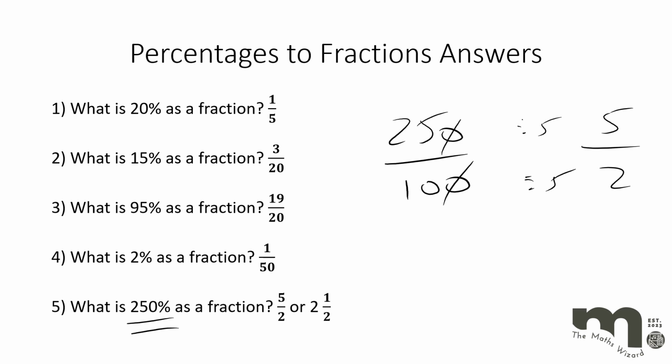Now, you might want to know how to turn it into a mixed number. Well, 2 goes into 5 twice, and you have a remainder of 1 there, okay? Or you can do 5 divided by 2, which will give you 2.5, which you might realise is the same as 2 and a half.